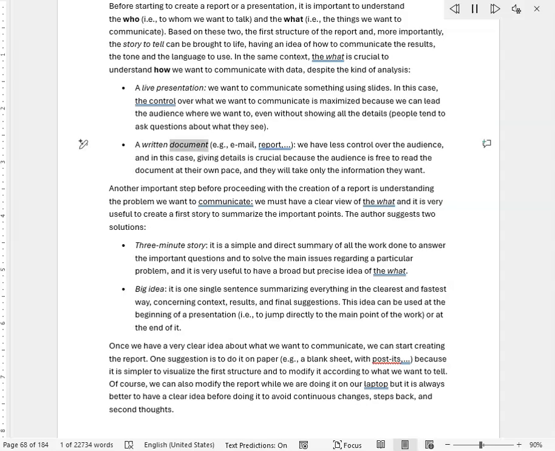In a written document, e.g., email or report, we have less control over the audience, and in this case, giving details is crucial because the audience is free to read the document at their own pace, and they will take only the information they want.